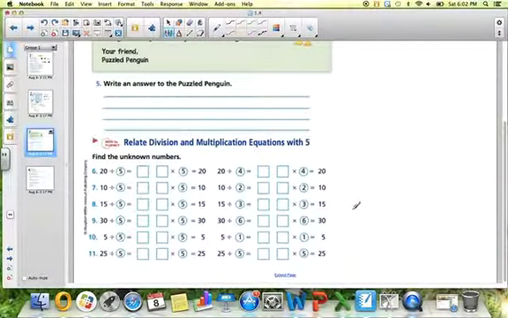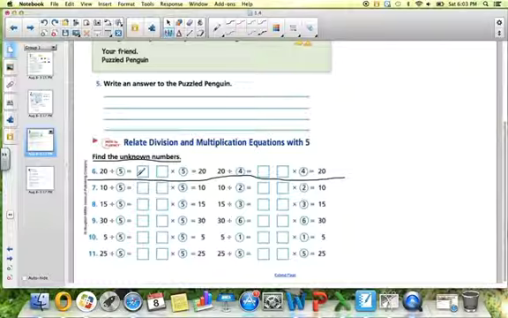Okay, welcome back. So we are going to find the unknown numbers. It looks like a lot in here, but it's not. So for number 6, here I'll draw the line so you can kind of see just one problem at a time. You can do that if it helps you too. Okay, so number 6, we have 20 divided by 5 equals what?